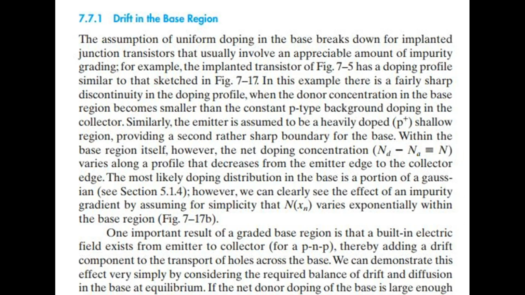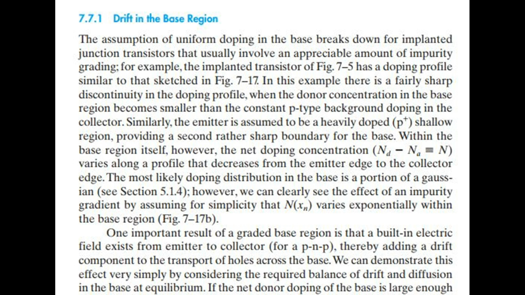Drift in the base region. The assumption of uniform doping in the base breaks down for implanted junction transistors that usually involve an appreciable amount of impurity grading. For example, the implanted transistor of Fig 7.5 has a doping profile similar to that sketched in Fig 7.17.